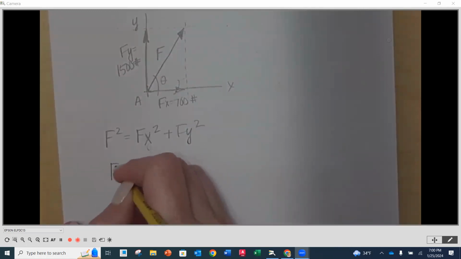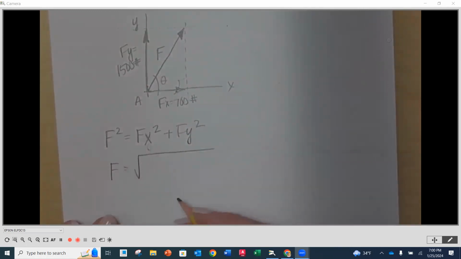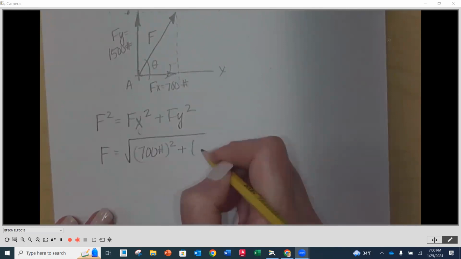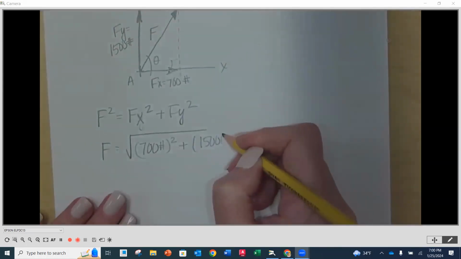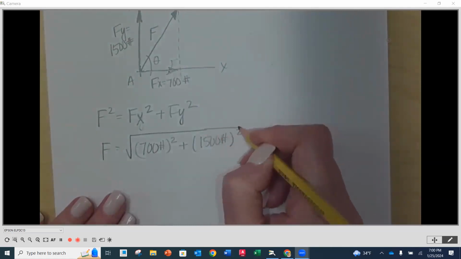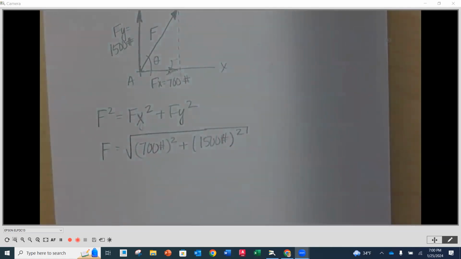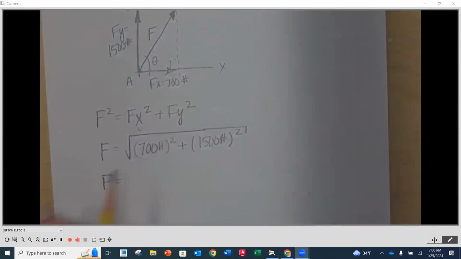So F is equal to the square root of, putting the numbers in place, 700 pounds squared. Make sure you put the units in here, plus 1,500, not 15,000, 1,500 pounds squared, and both of those underneath the radical. So our F should come out to be about 1,655 pounds.